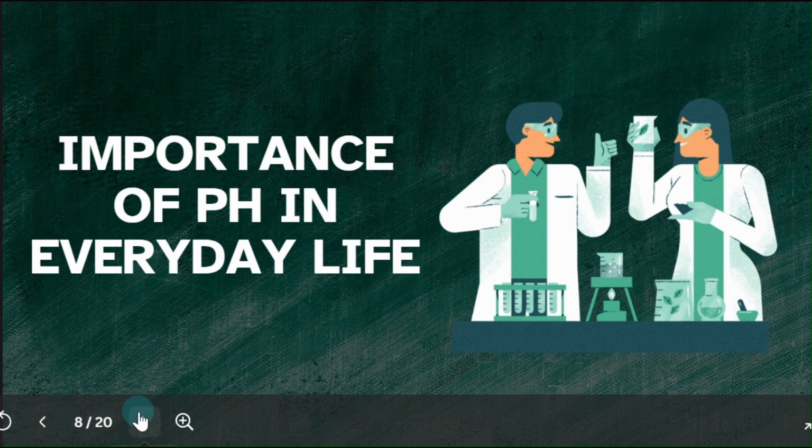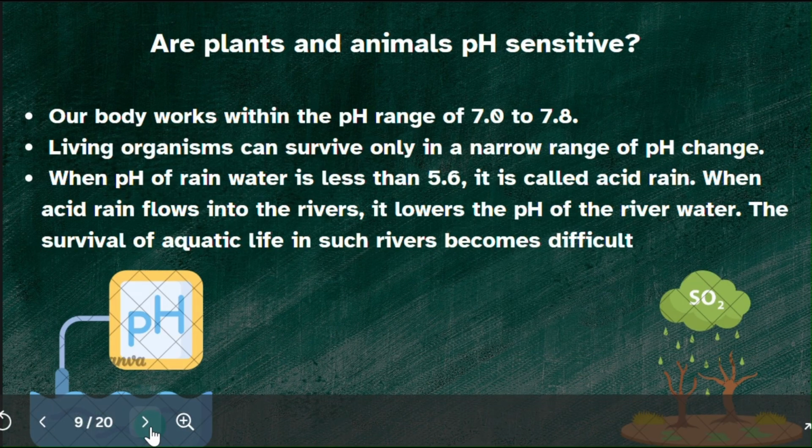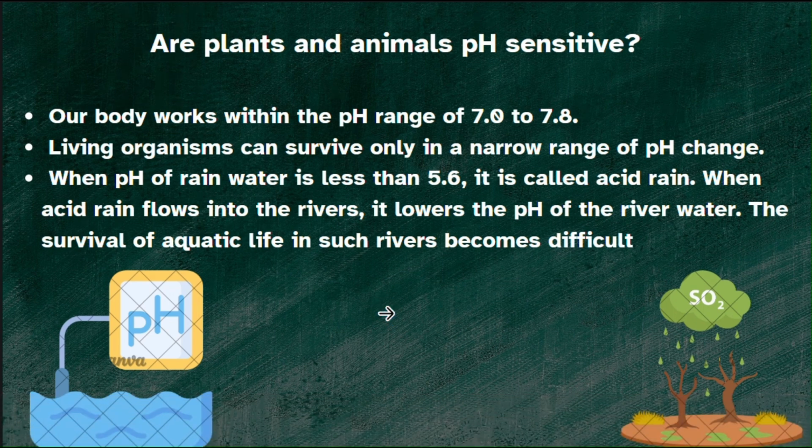Let us look at pH in everyday life. Why is pH important to us? Our body works within the range of 7.0 to 7.8. Living organisms can survive only in a narrow range of pH change.